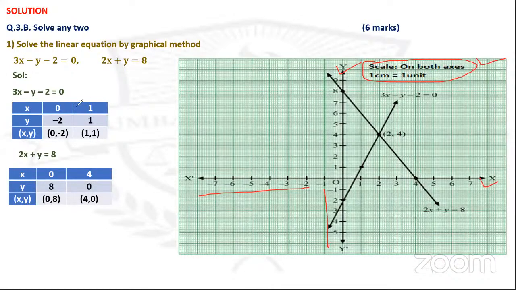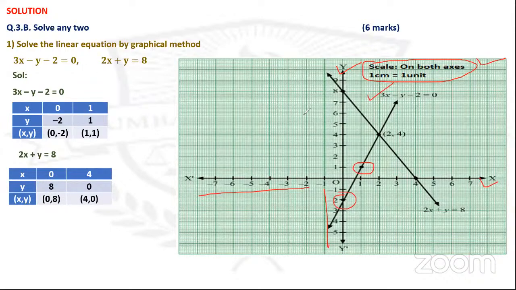Now next, plot the point 0 and -2. So 0 is x, y is -2. Check, your first point you'll get here, 0, -2. Next is 1 and 1. So 1 and 1 you're going to get here. Draw the line. On top of the line, write the equation so that you understand which line represents which equation.